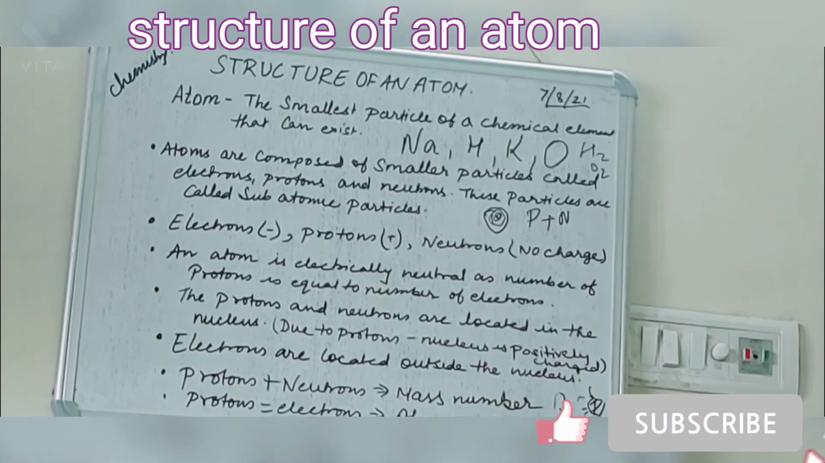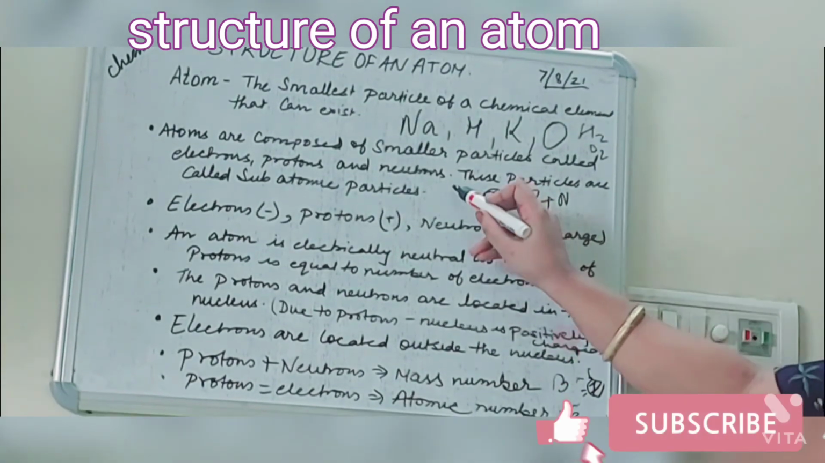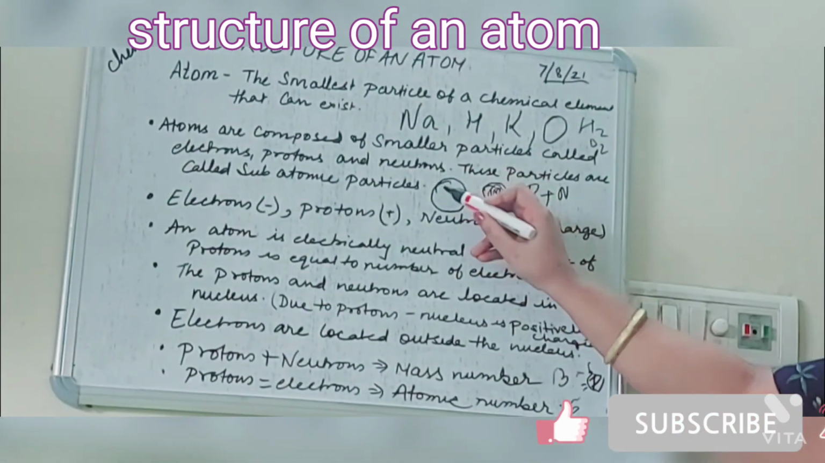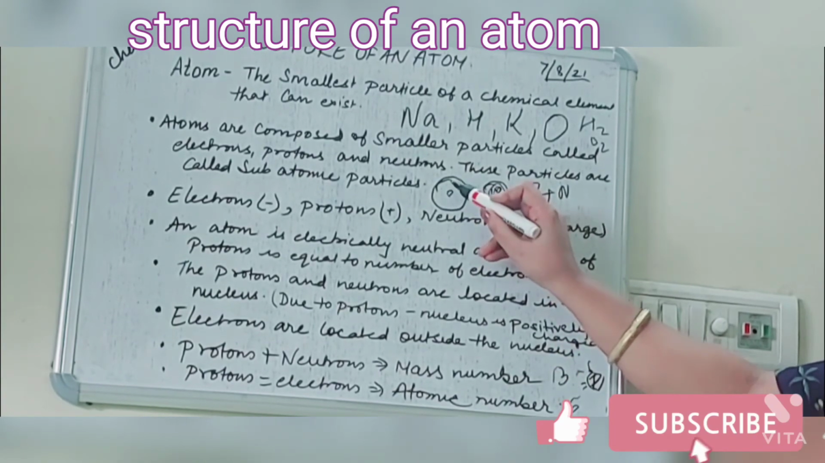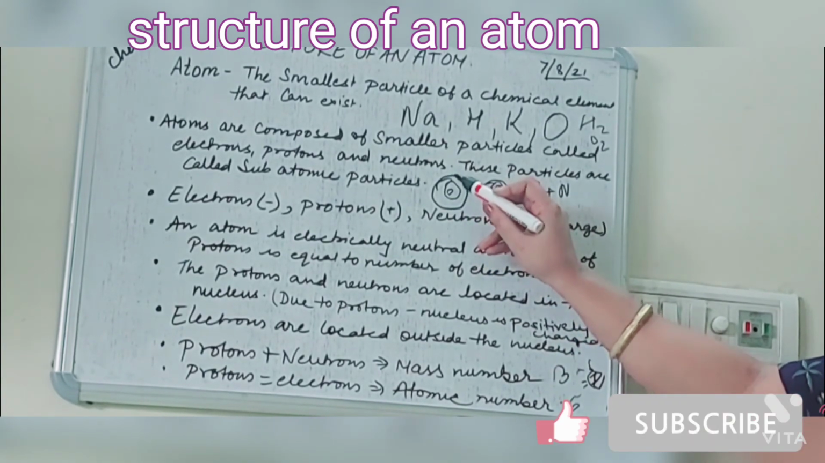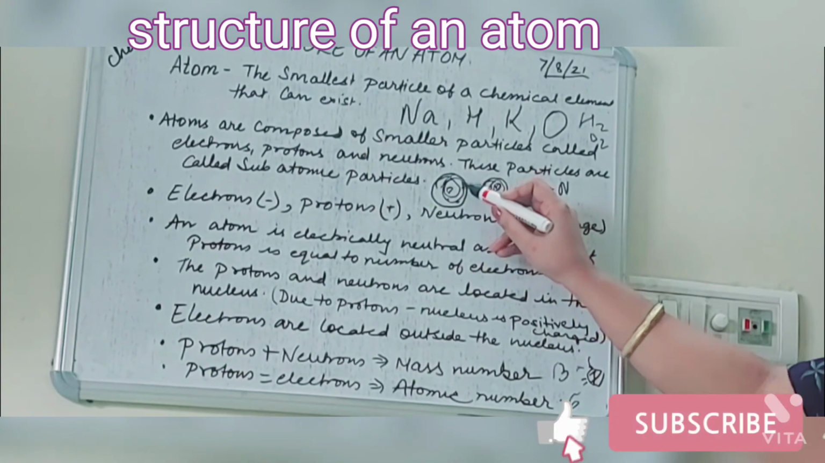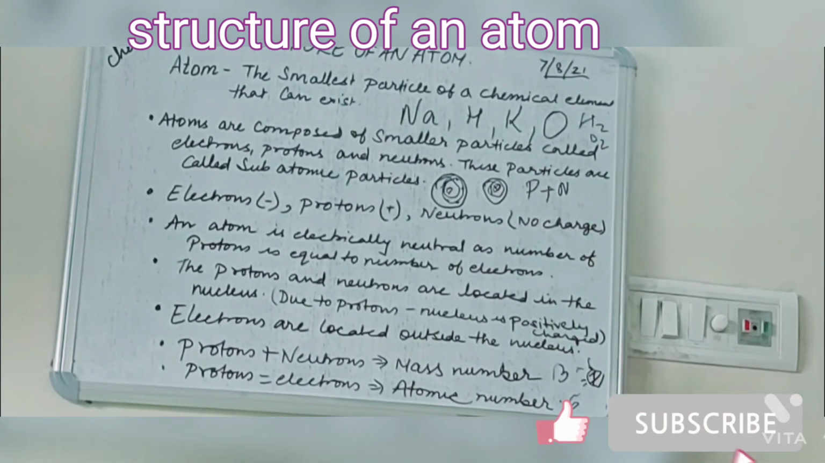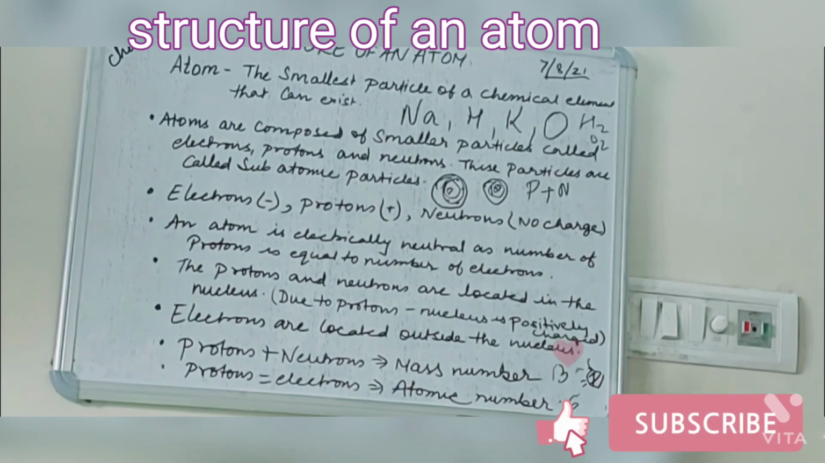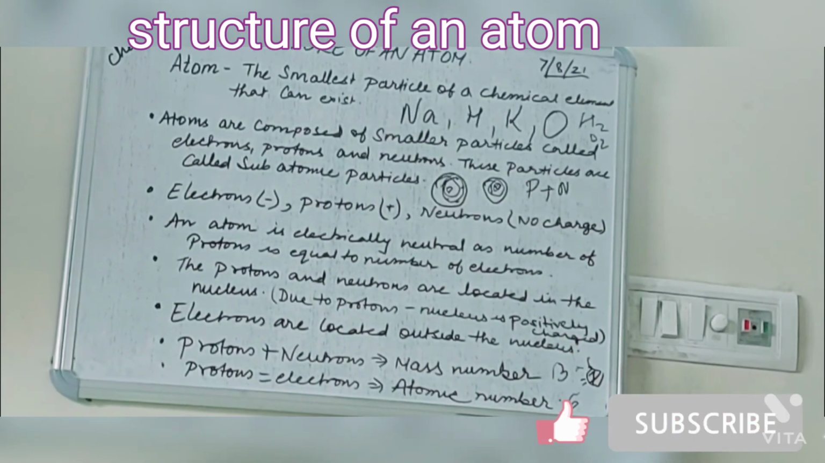I want to show you a very small diagram containing a nucleus like this and orbits or shells around it, which contain electrons. And inside the nucleus there are a number of protons and a number of neutrons.